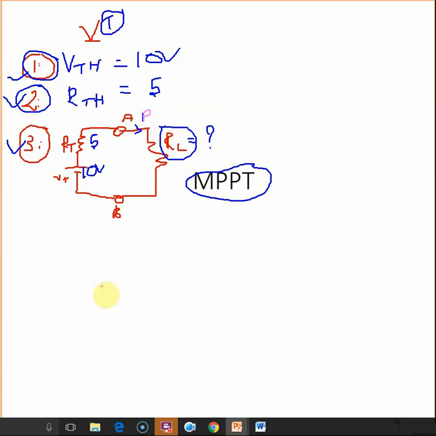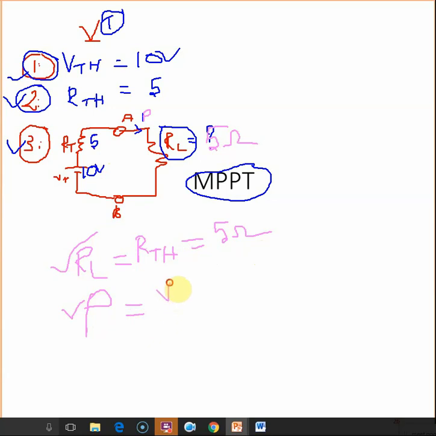First question, find the RL. Very simple answer: RL is equal to RTH. What is RTH? RTH is 5 ohm. Then substitute here. That's all, the answer is ready. RL I found: RL is equal to RTH. Then the second question: find the maximum power. Question number 2.